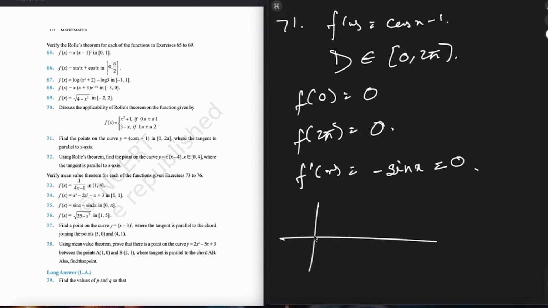तो कहाँ पे sin 0 है? Draw the graph. At 0, pi by 2, pi, 3 pi by 2, 2 pi. So if 2 pi is included, 0, pi, 2 pi. These are the 3 points for c.